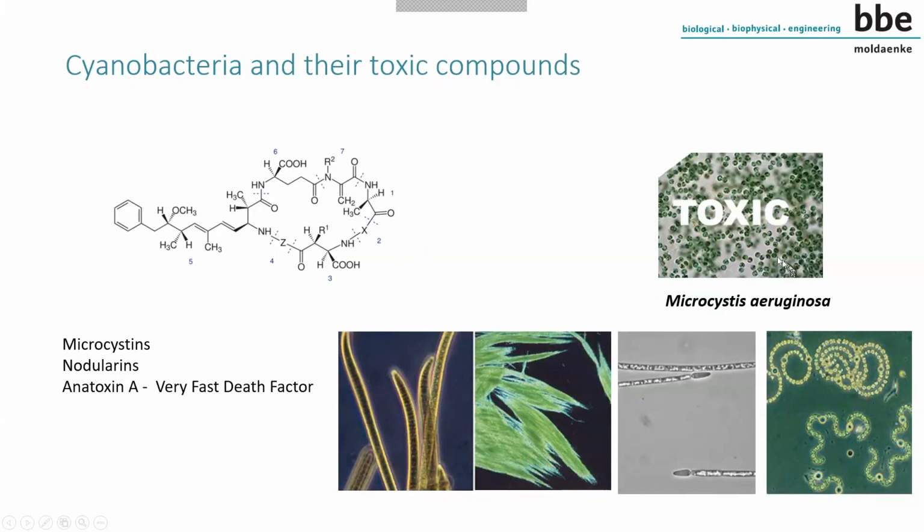And we have another one here. On the bottom we have Oscillatoria or Planktothrix. And on the right side, this is Anabaena. They produce a very harmful toxin that is also called the very fast death factor. It is an alkaloid, it's really toxic. So if it's inside the water, it clearly has to be avoided. Therefore, something should be done to detect it very early if it is in your water.